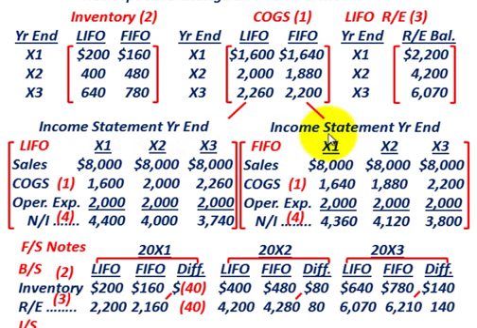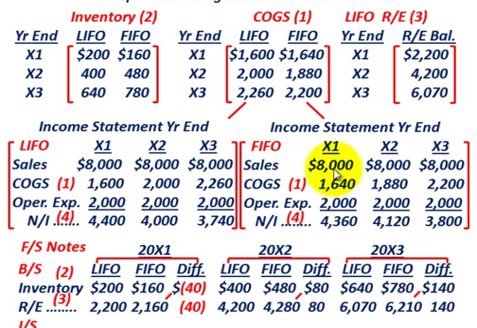It's going to have to be restated here, our income statement for the FIFO method. And again, same thing. We have the sales, $8,000 here, constant for each of those 3 years. This is what changes, our cost of goods sold. Now we go up to FIFO here. For year X1, it was $1,640. Year X2, $1,880. And year X3, $2,200. Our operating expenses are the same, $2,000 for each of those 3 years.